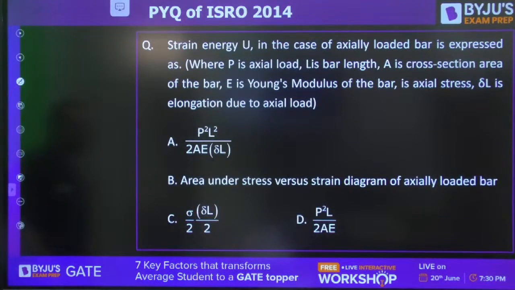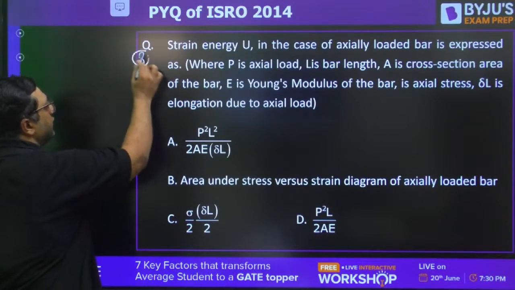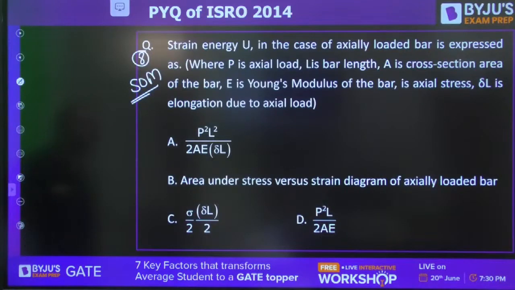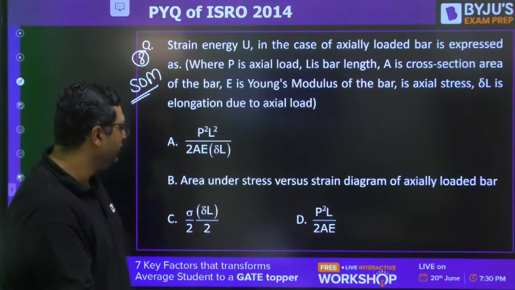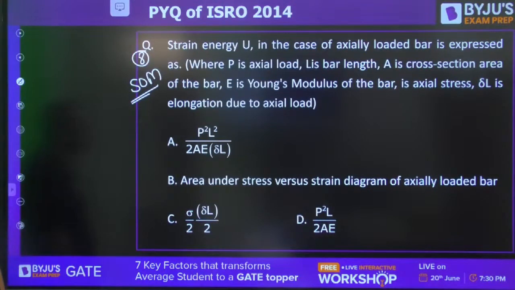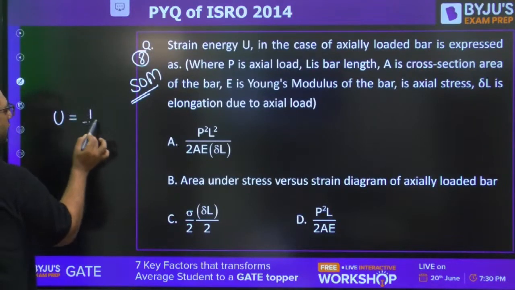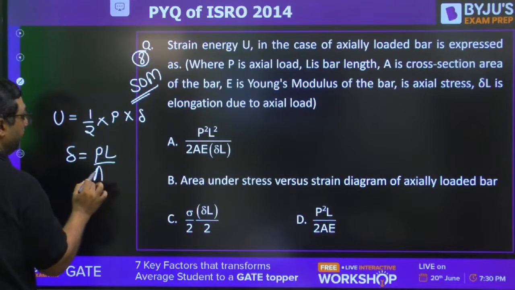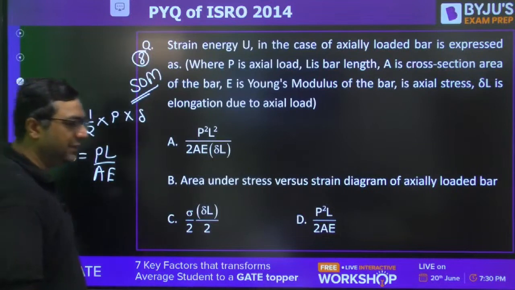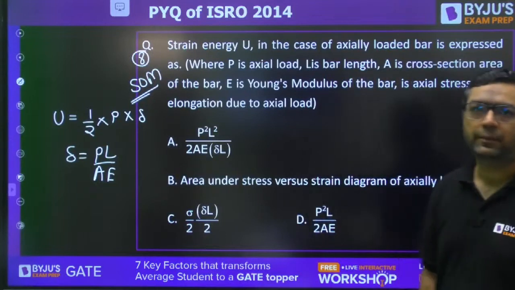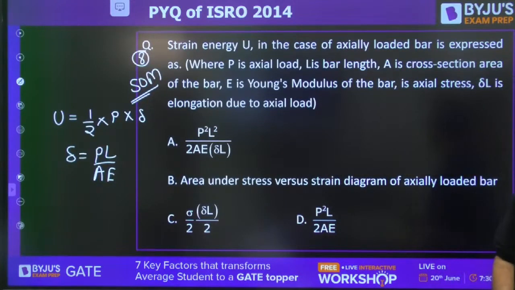Next question is very easy from strength of material. Question number 8. So, strain energy they are asking. Strain energy in the case of axially loaded bar is expressed as. What will be the answer for this? You know strain energy is half into P into delta. Delta is PL upon AE. Tell me the answer.